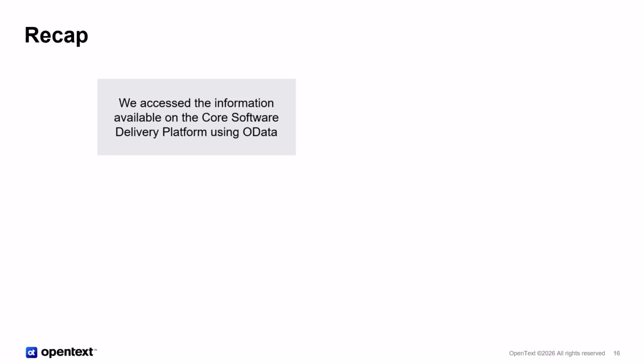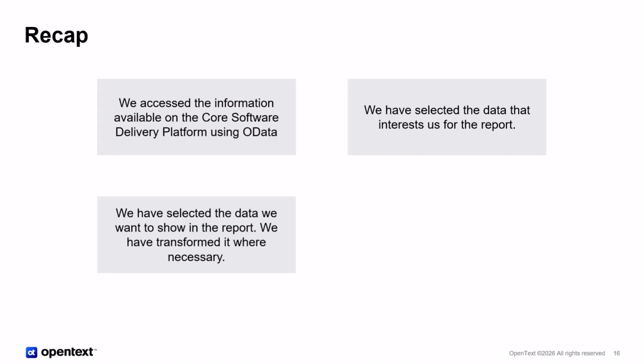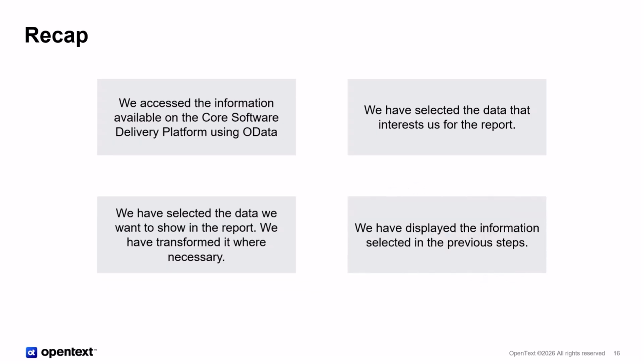Let's recap and summarize what we've covered in this video. The first thing we did was configure access to the core SDP data using OData. Once we had access to the data, we selected the entities we were interested in for creating the report and selected and/or transformed the columns we would use. After filtering the data, we decided how we wanted to display it in the report.